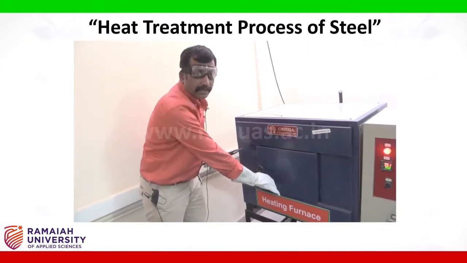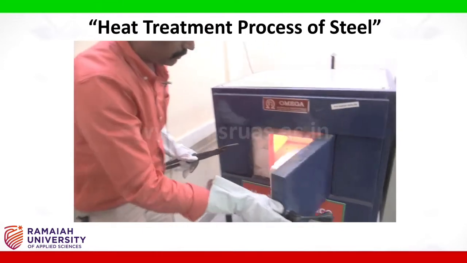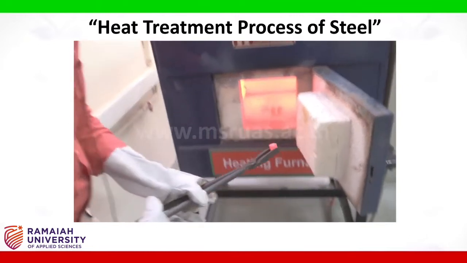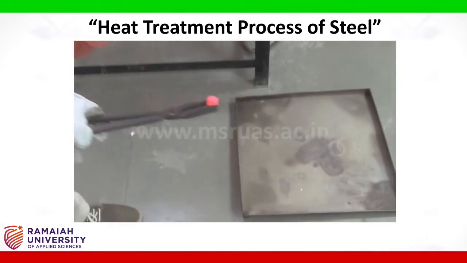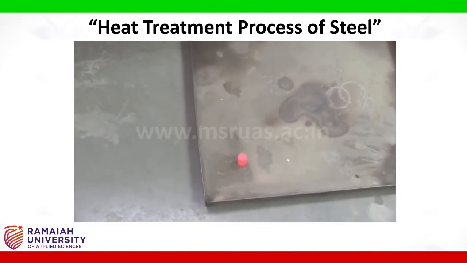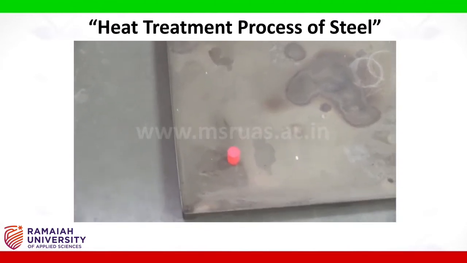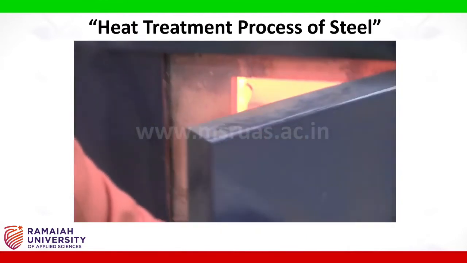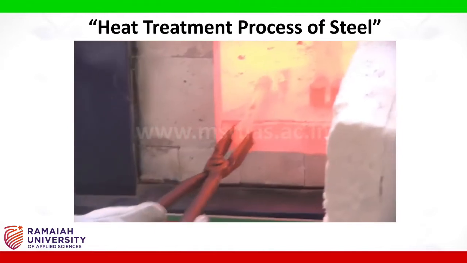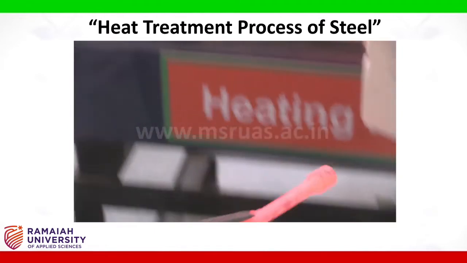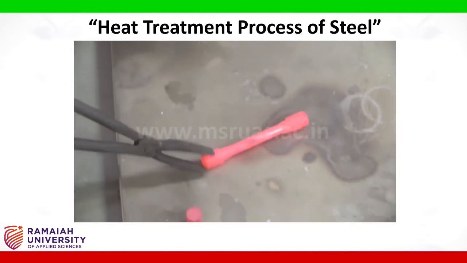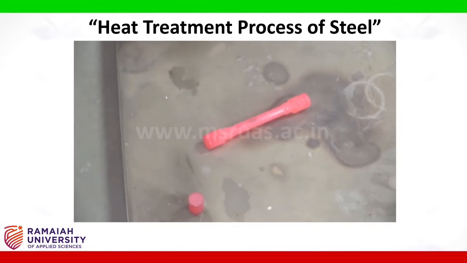Now I will take the second set of samples for the normalizing process. I will take the sample on which we can carry out microstructure and hardness. I'll keep it on the tray where it is kept open for air cooling. Similarly, I'll take the tensile sample and keep it here open for air cooling.